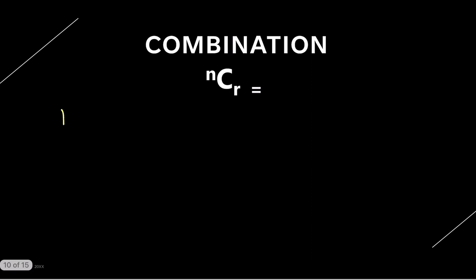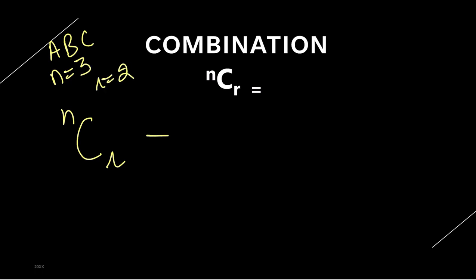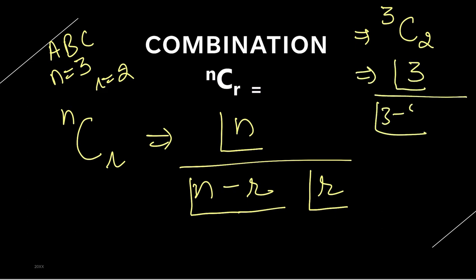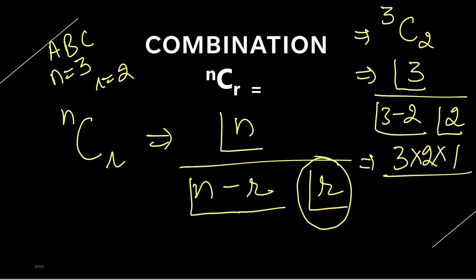And if you come to combination, NCR, same thing. A, B, C: N is 3, R is 2. So NCR is factorial N divided by factorial N minus R. So till now, the formula is the same. But here, you have an extra R factorial, right? In our example, NCR means 3C2. So it is 3 factorial divided by 3 minus 2 factorial, divided by R factorial. So this factorial R is the difference between the two formulas. So 3 into 2 into 1, factorial 1 is 1 and factorial 2 is 2 into 1. So you will get 3 ways, right?